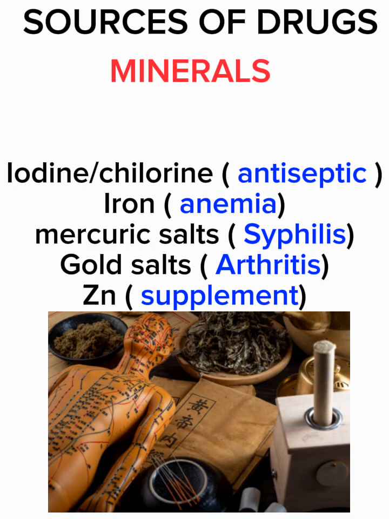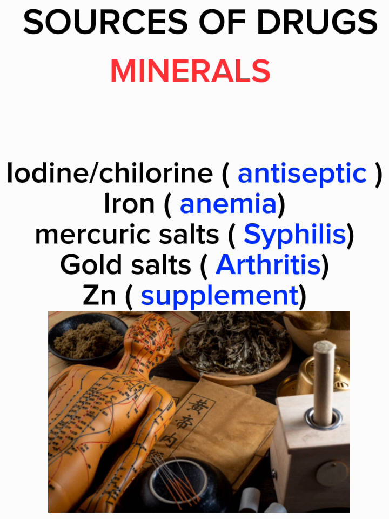So the mineral source: most of the halides have antiseptic properties. So iodine and chlorine will be used as an antiseptic. And then also in the treatment of iron deficiency anemia, you need to take note there are so many types of anemia. So in iron deficiency anemia, you can use iron.